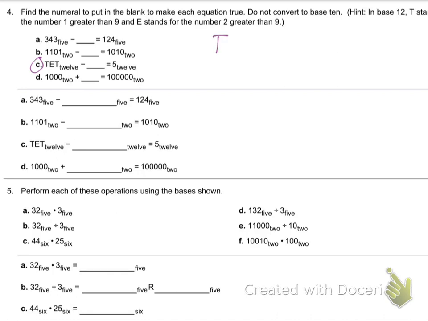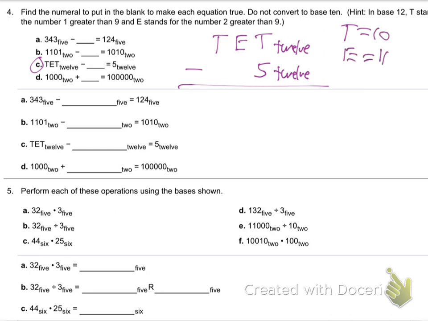So T, E, T, base 12, minus 5. Okay, so I'm subtracting in the base 12 system. Now remember, T is 10, and E stands for 11 in the base 12 system. All right, let's do it. So this is 10 minus 5. It's 5, and this is just T and E because there's nothing to subtract. That was easy. All right, T, E, 5.